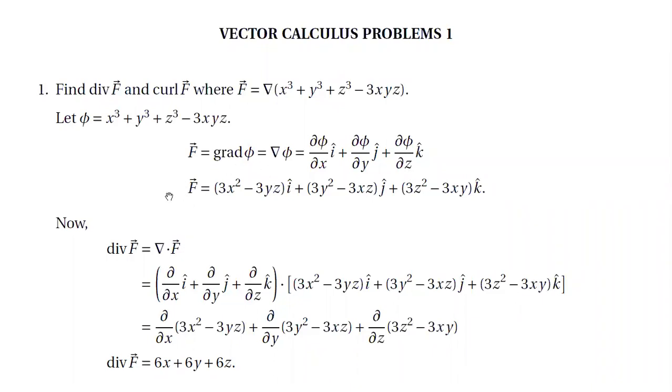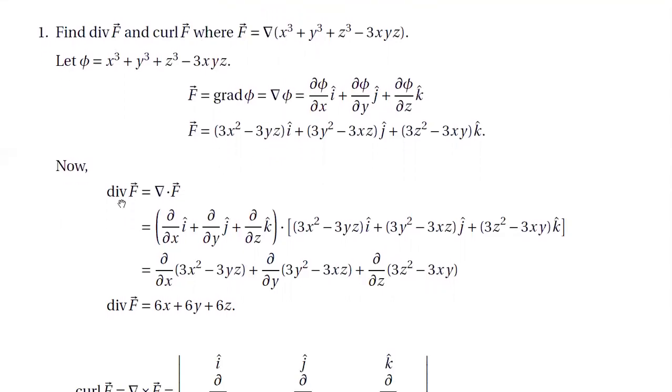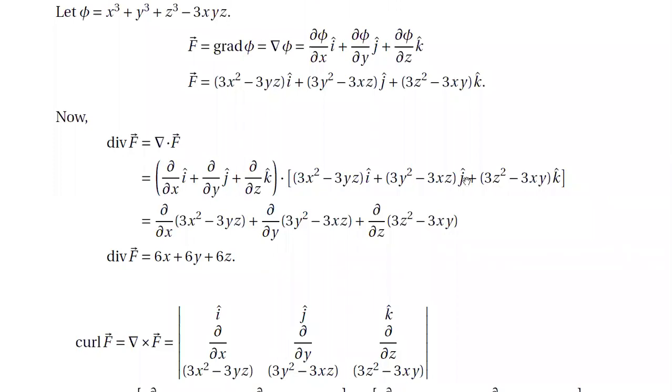After calculating vector f, the next thing we have to calculate is the divergence of vector f and the curl of vector f. Divergence of vector f is equal to del dot product with vector f, where del is the vector differential operator, and del is equal to dou by dou x i plus dou by dou y j plus dou by dou z k, dot product with vector f. Vector f you have calculated just now, that is (3x square minus 3yz) i plus (3y square minus 3xz) j plus (3z square minus 3xy) k. So calculate the dot product between these two vectors.